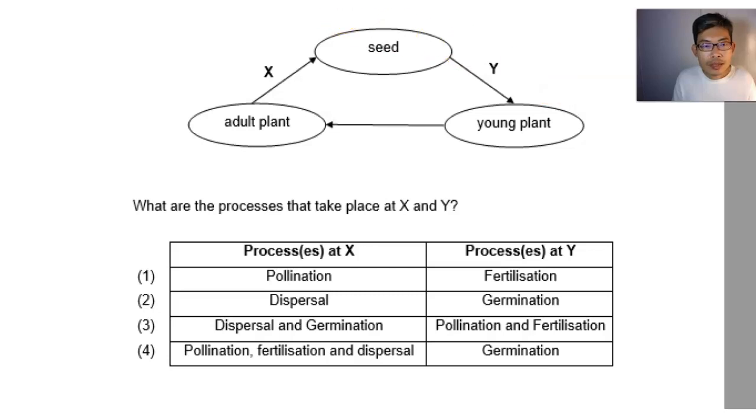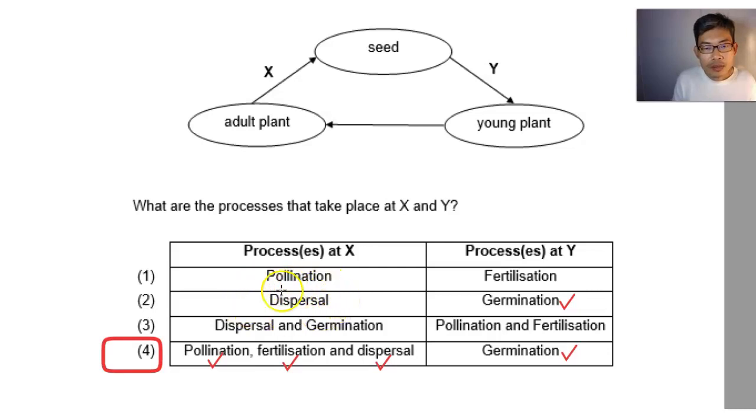So let's go to Y first. Y will be germination. So these two options are correct. X here, there's three things happening, right? You must first pollinate, then fertilize, then you can disperse the seeds. So here, the correct answer is number 4.